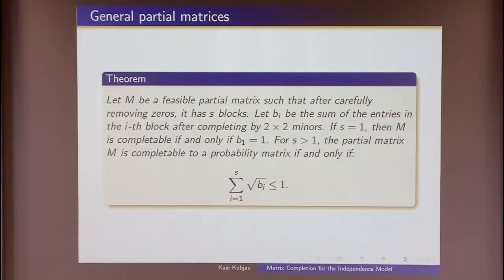And such that after carefully removing zeros, it has S blocks. And let b_i be the sum of the entries in the ith block after completing by 2 times 2 minors, our universal Gröbner basis. If S equals 1, then M is completable if and only if b_1 is equal to 1. And if S is greater than 1, then we get the same condition as for diagonal partial matrices, but now the b_i's are the sums of entries in a block.